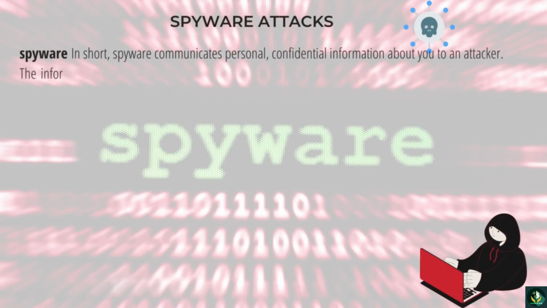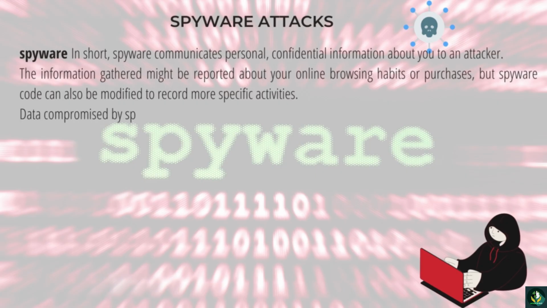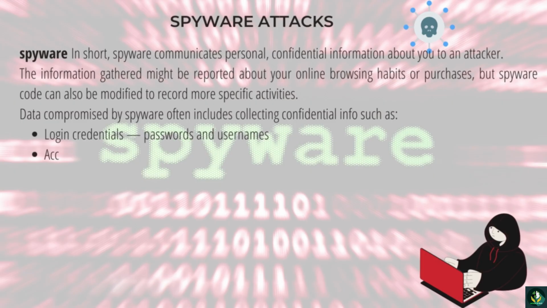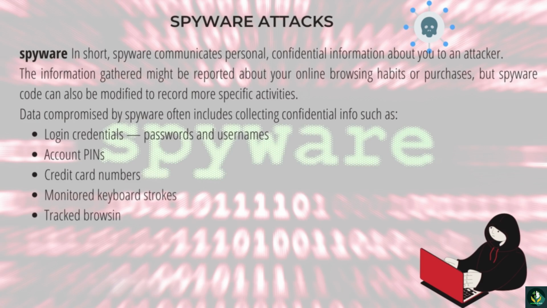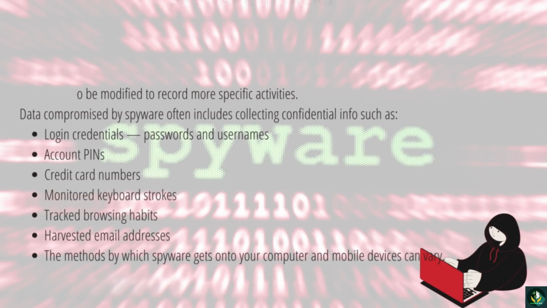The information gathered might be reported about your online browsing habits or purchases, but spyware code can also be modified to record more specific activities. Data compromised by spyware often includes collecting confidential information such as login credentials, passwords and usernames, account PINs, credit card numbers, monitored keyboard strokes, tracked browsing habits, and harvested email addresses. The methods by which spyware gets onto your computer and mobile devices can vary.